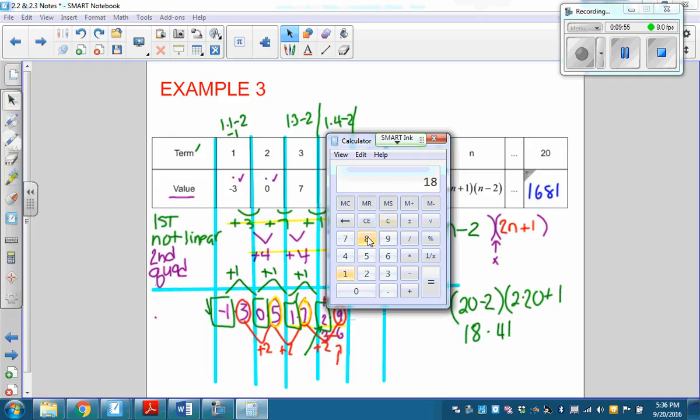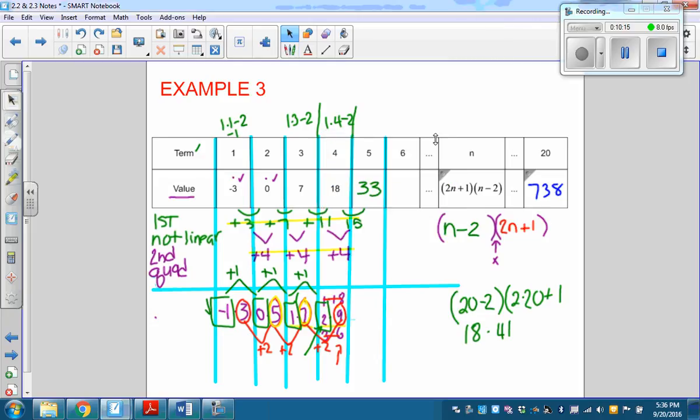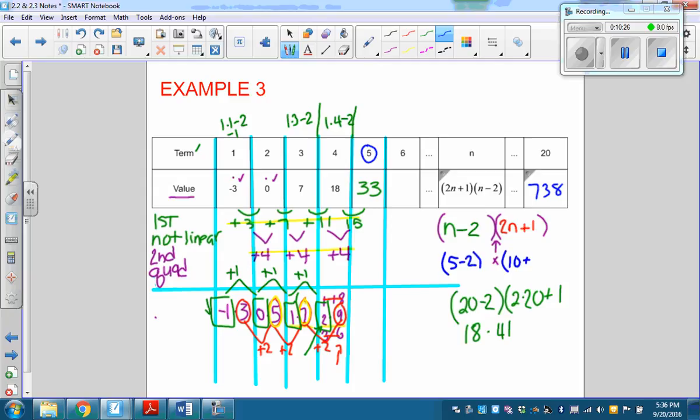Let's double check it. 18 times 41. There we go. Oh, I guess I didn't do a very good job of estimating first. There we go. But really what you could be checking is like maybe 5. Because if I put 5 into the rule, I get 5 take away 2 times 10 plus 1, which would be 3 times 11, and I get the 33. So that's what we did in class.